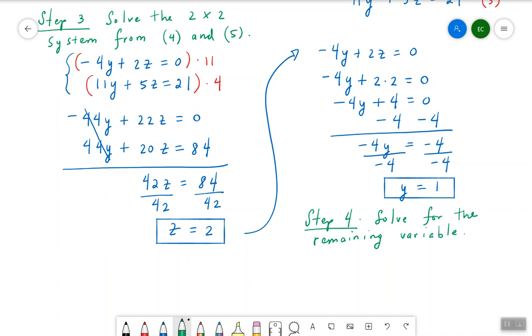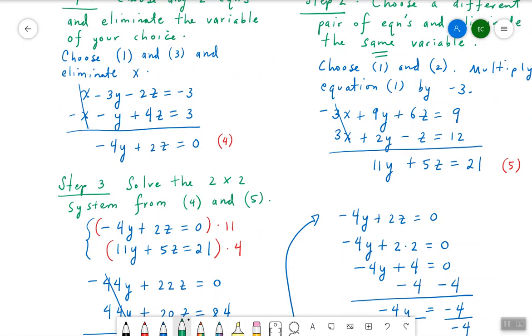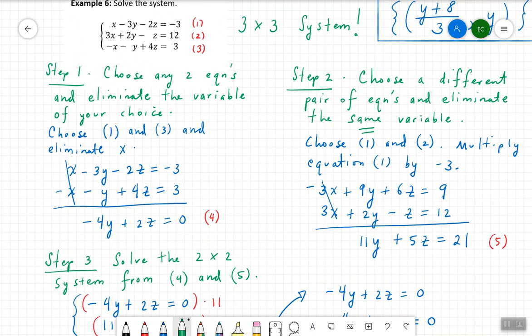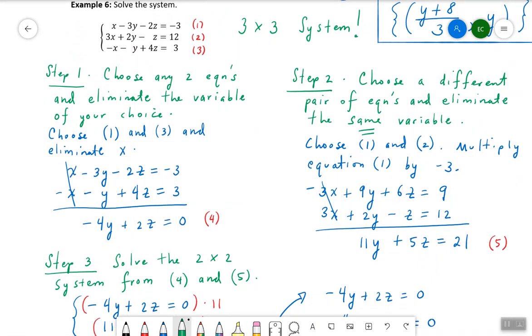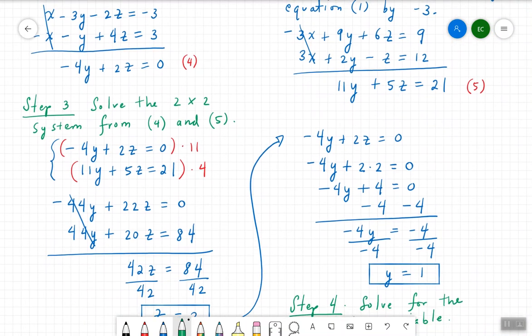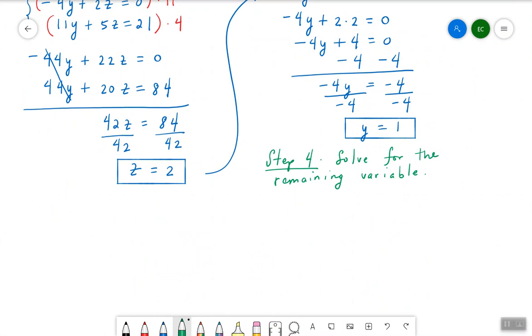And all we have to do is go back and get one of the original equations and plug in for y and z and solve for x. So we have x minus 3y minus 2z equals negative 3. That should work fine. So equation 1 was x minus 3y minus 2z equals negative 3.